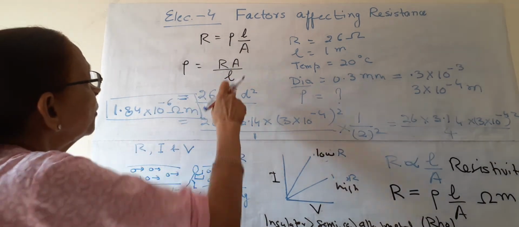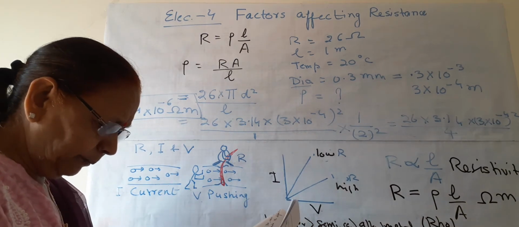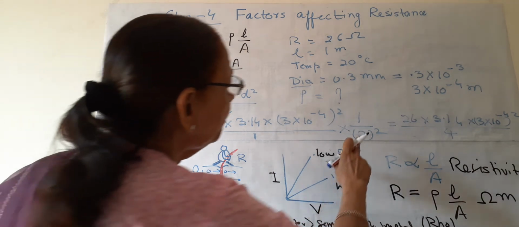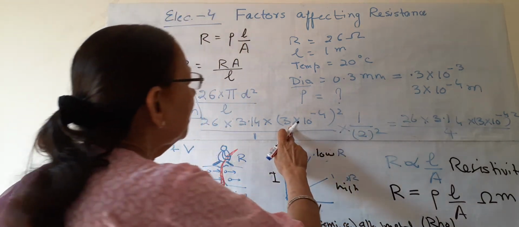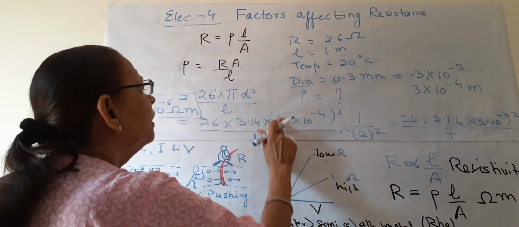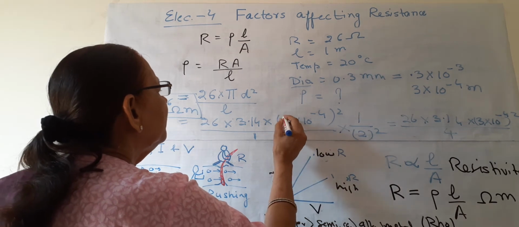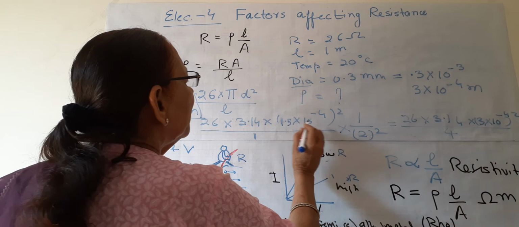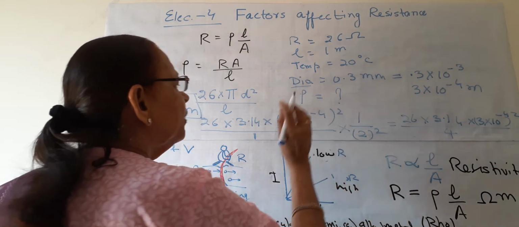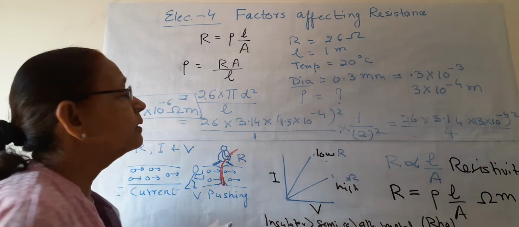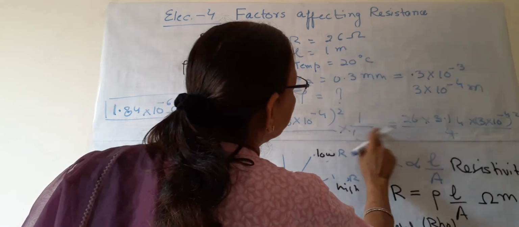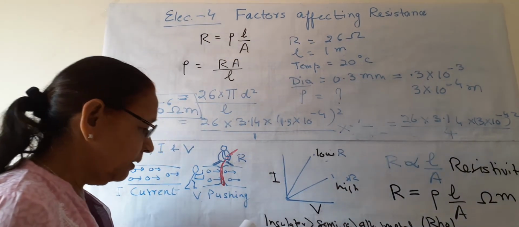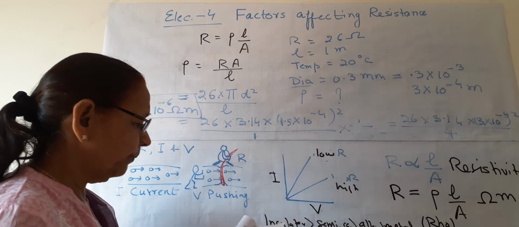So with this formula we can calculate the resistivity. Or if you don't want to put the half here, you can halve it right now. Instead of 3, you can write the radius as 1.5, so 1.5 into 10 to the power minus 4, squared. You can do it like this also, then you don't have to write the 4 here. So this is how you calculate.